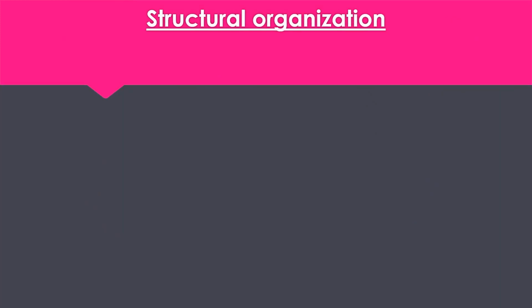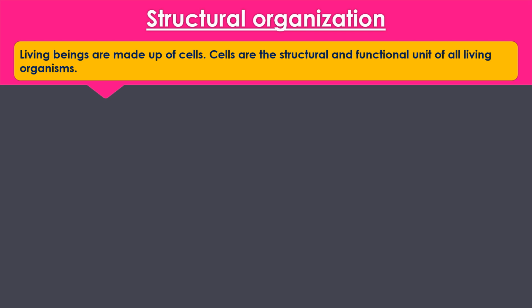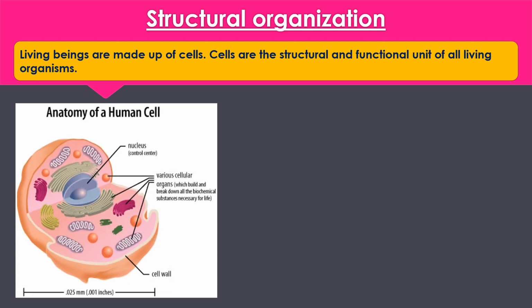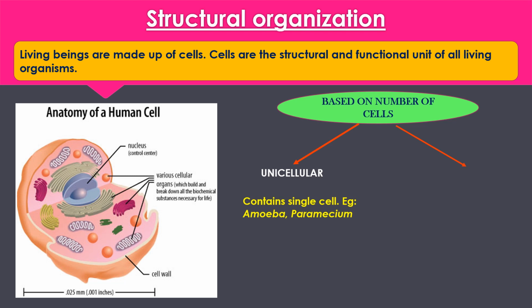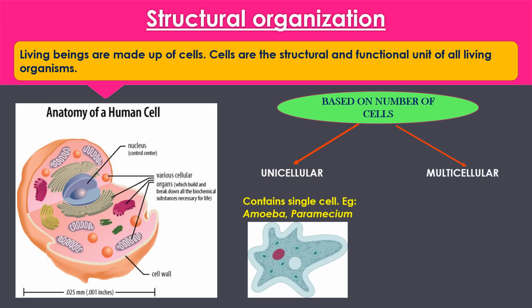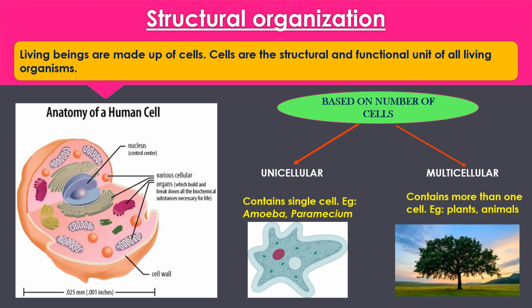First characteristic is structural organization. Living beings are made up of cells. Cells are the structural and functional unit of all living organisms. Let us see an image of cell. Based on number of cells, we have two categories. Unicellular organisms contain single cell, example amoeba, paramecium. Multicellular organisms contain more than one cell, example plants, animals.